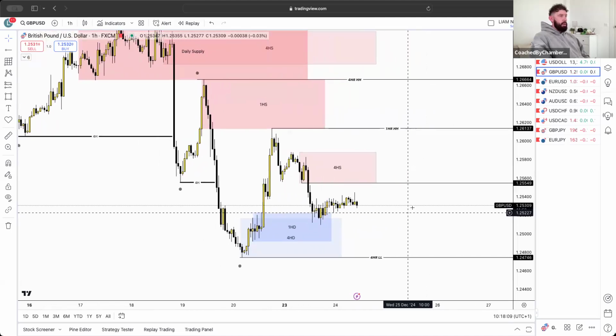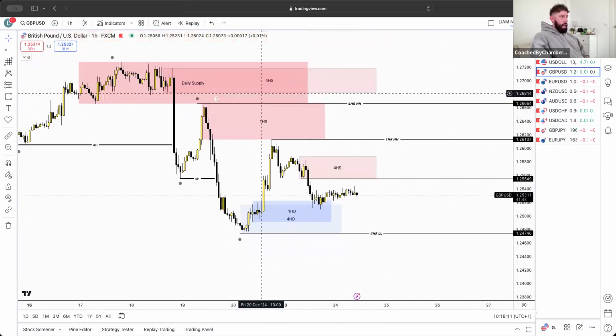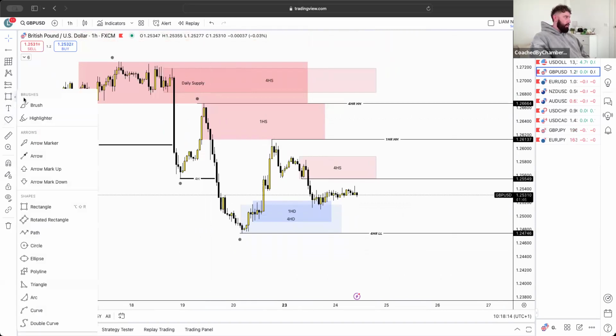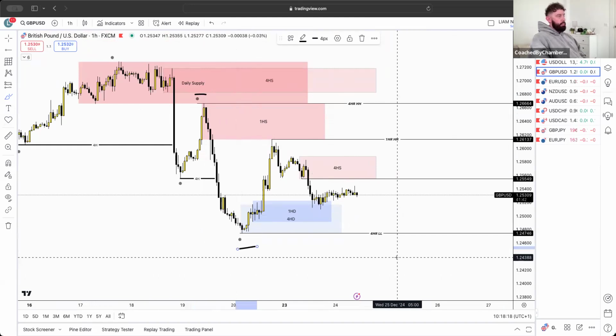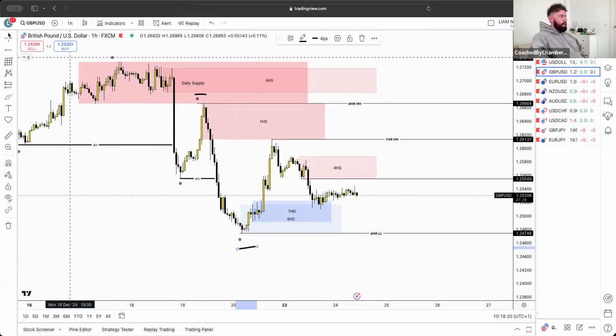So again, same as pretty much yesterday, we are in our 4 hour range. So our 4 hour range is obviously from this circle here to this circle here. So again, we've got our, I don't know why it says higher high.